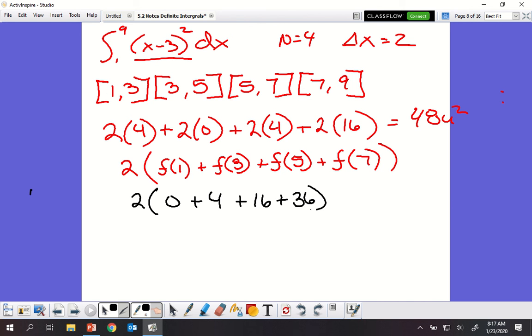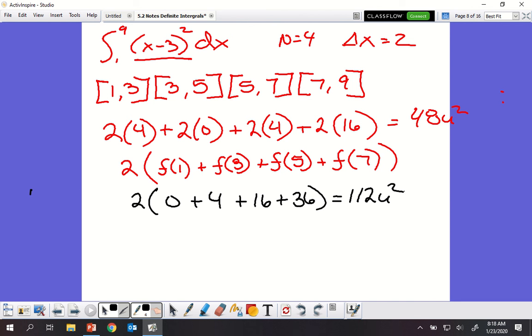So that's going to be, let me see, 56 times 2, which is 112. There's 20, right? There's 20 plus 36 is 56. 56 times 2, 112. 112 units squared, right? Wow, that is a huge difference, isn't it? Okay.